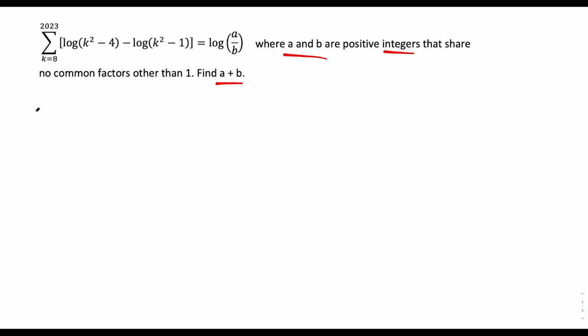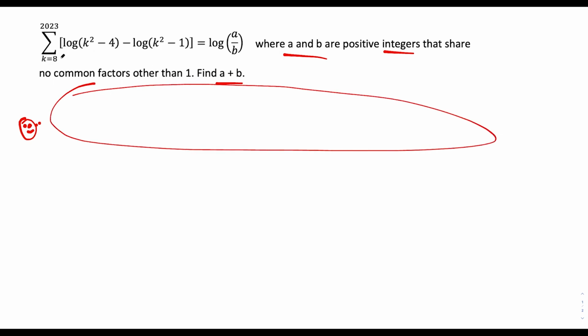So my first instinct here was to plug in, but the problem is that even if I were to write this entire expression out, if we were to plug in k equals 8, we'd have 8 squared is 64, and then 64 minus 4 is 60. And then minus log of 8 squared is still 64, but then minus 1 is 63. And then if we were to plug in 9, you can see this is quickly going to get out of control. We have log of 9 times 9 is 81, and then minus 4 is 77. And then minus, if we plug in 9, 9 squared is 81, minus 1 is 80. So this was already looking a bit painful, and I wasn't seeing anything cancel.